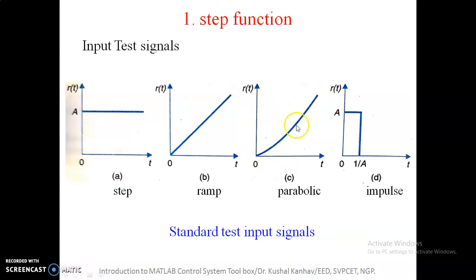This is the third input. Similarly, this is an impulse input. This is a practical impulse. If you take the area under the curve, then a into 1 by a will become 1. So this is a practical impulse that can be used as an input signal. These are the four standard test input signals that can be used to check any system. We are going to learn for the step input, that is our figure A.